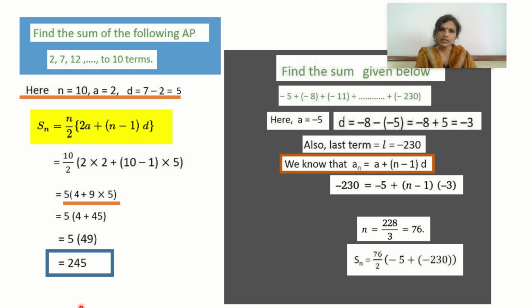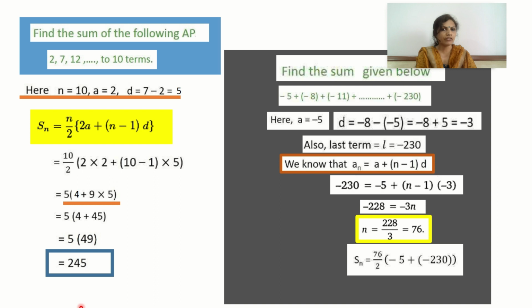If you solve it, we get the value of n, and that is 76. So we got the value of n as 76. Now we have to find out, meaning is that in this AP there are 76 terms. Now we have to find out the sum of these 76 terms. So recollect the formula for the sum of the terms.